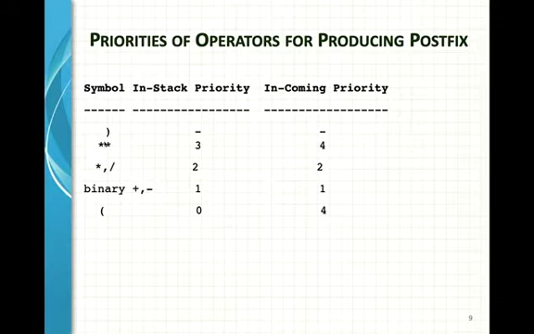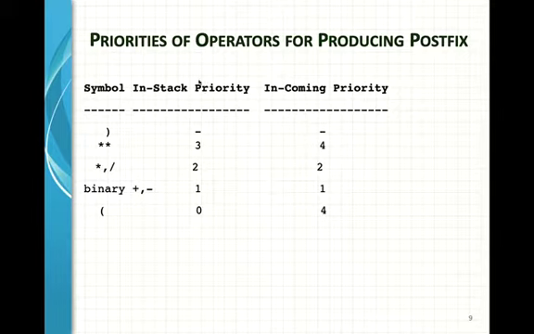It may have parentheses, this is a close parenthesis. If a close parenthesis occurs in an expression, then during the conversion procedure we can show that we don't need to look after these parentheses anytime. So that's why no priority is needed, that's why dashes are given. Instack priority and incoming priority are both unnecessary.